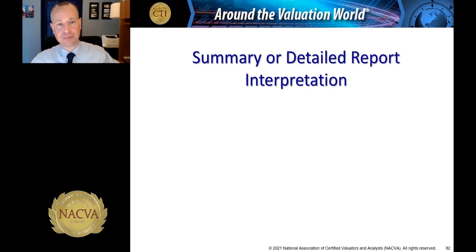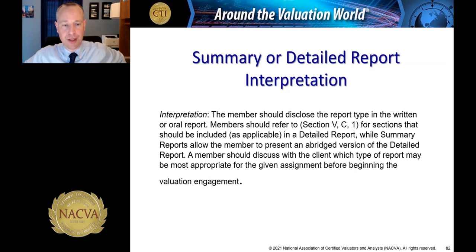So the interpretation. The member should disclose the report type in the written or oral report. So there's a place where you should disclose that. That should be in your report. Refer to Section 5C1 for sections that should be included in a detailed report. Our standards say the summary report allows you to present an abridged version of the detailed report. Again, there's some professional judgment involved here. You'll have to use your judgment here, and discuss with your client which type of report may be most appropriate before beginning the engagement.